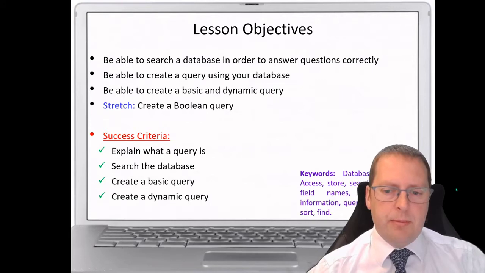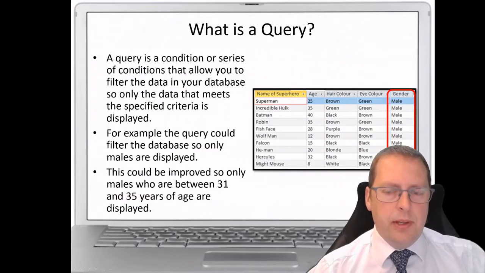So just a reminder, some keywords that you should be familiar with: database, Microsoft Access, store, search, table, field, field names, record, data, information. Query you now know is a keyword, being a question. Boolean we know is like a yes, no, on, off, one or the other. Filter, sort and find.